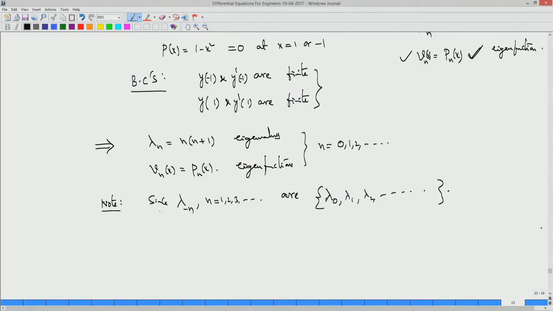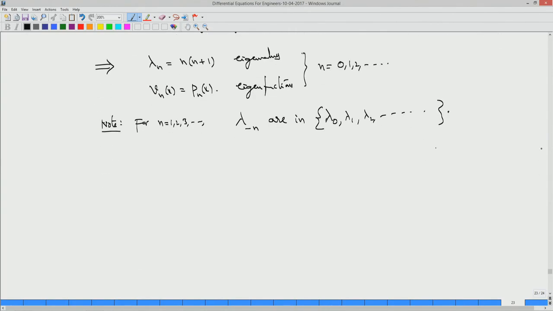So, you can say as a note, for n from 1 onwards, lambda minus n is in one of these eigenvalues. So, you need not consider negative integers. So, you have this one.